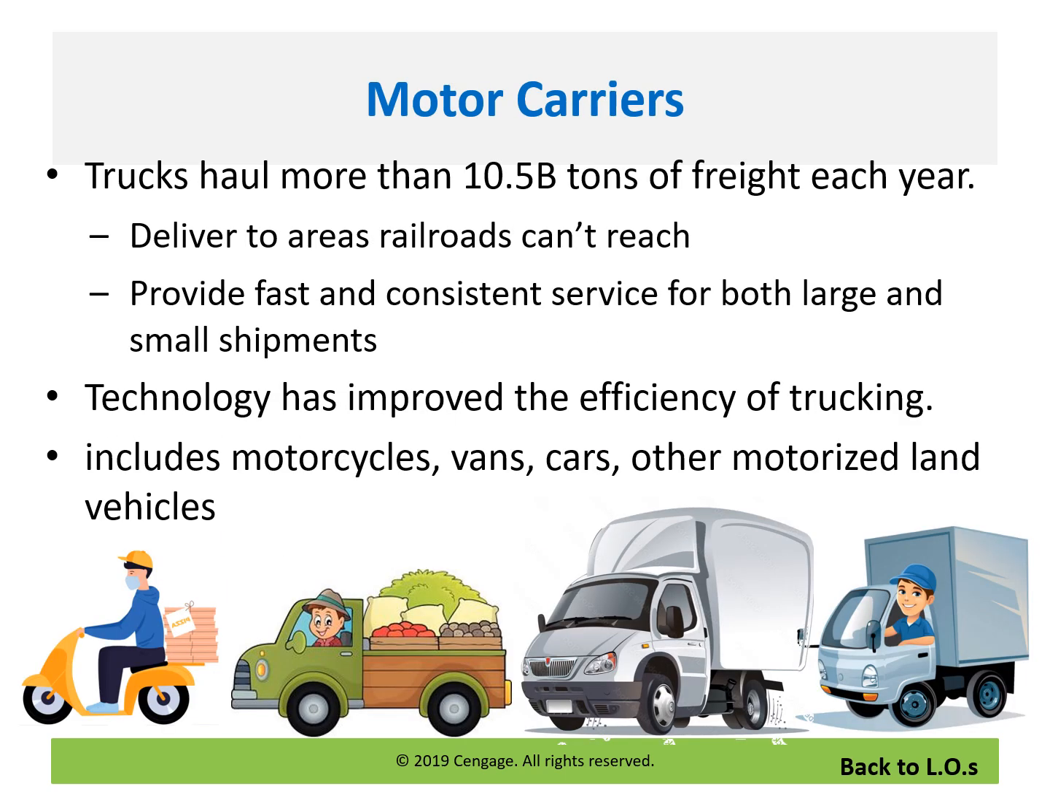Motor carriers include trucks, which haul more than 10.5 billion tons of freight each year. They deliver to areas railroads cannot reach. They provide fast and consistent service for both large and small shipments. Technology has improved the efficiency of trucking. This also includes motorcycles, vans, cars, and other motorized land vehicles. The goods most often handled by motor carriers include clothing, furniture, fixtures, lumber, plastics, food, and machinery.